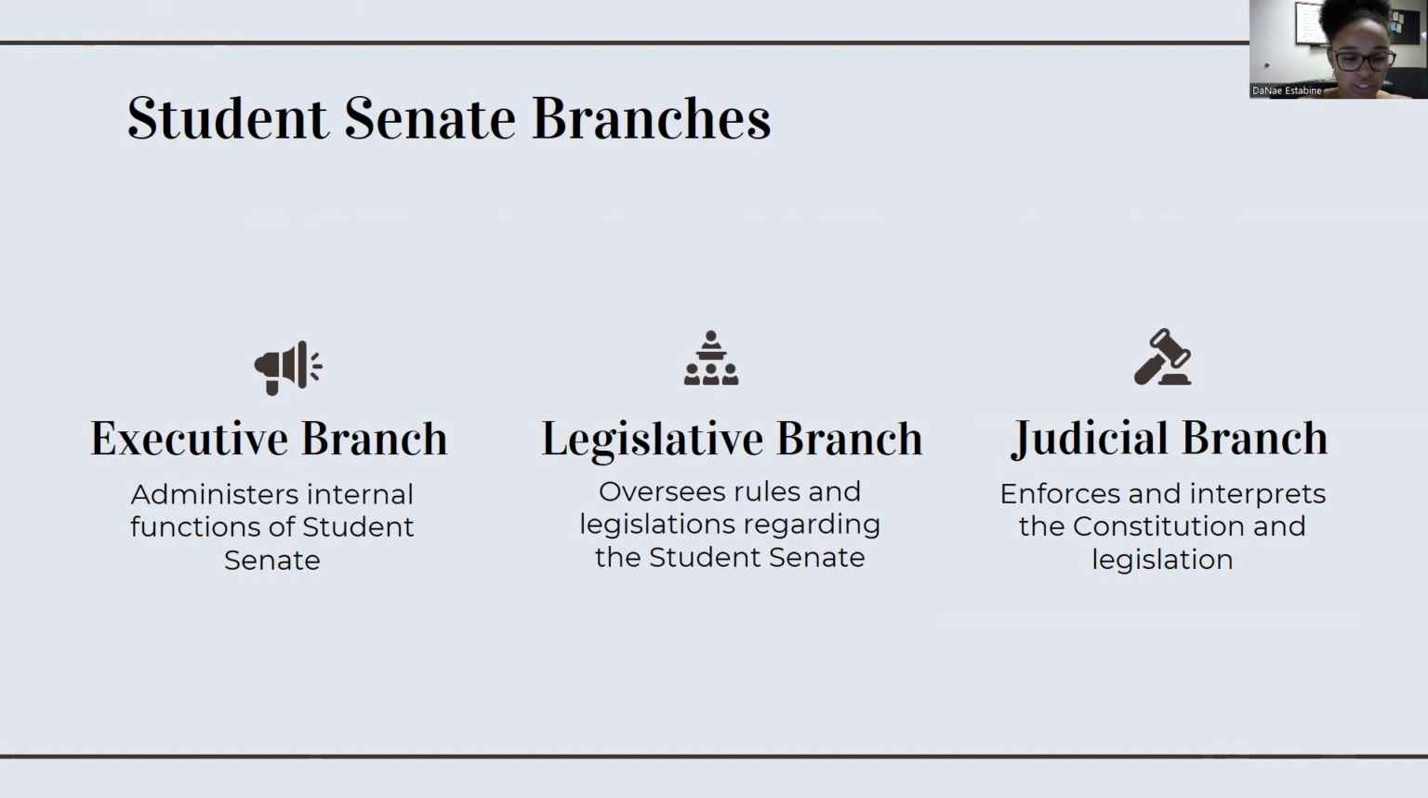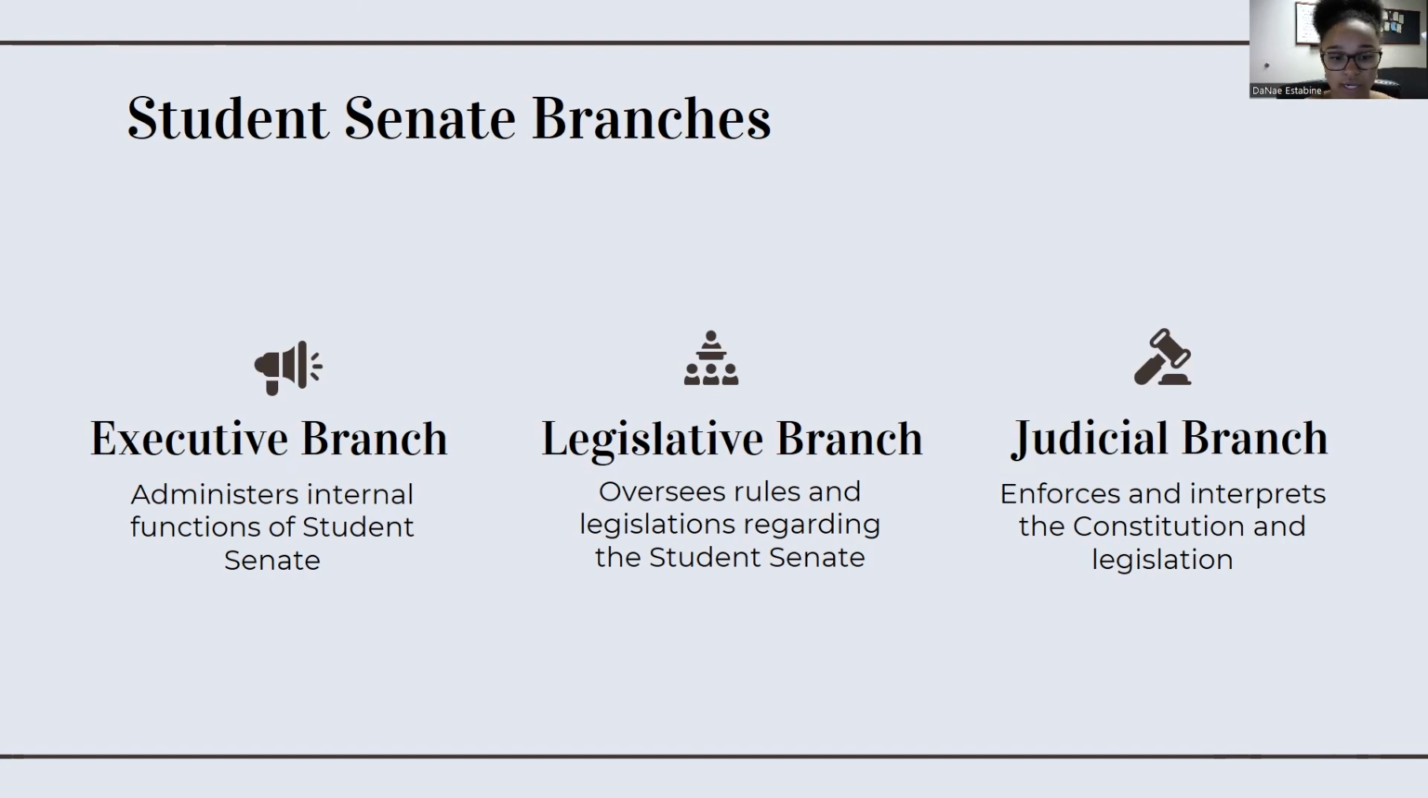The executive branch is made up of the president and the vice president and the graduate student body president, and they hire seven other executive staff members. And the executive branch is in charge of just the internal administrative functions. So, working on the different platforms within Student Senate to make change across campus, and all the different administrative tasks is what the executive branch does.